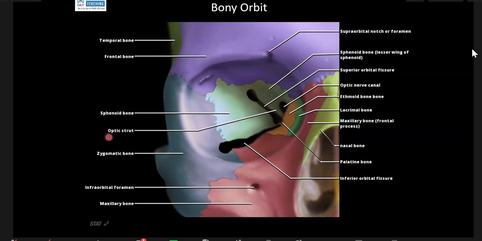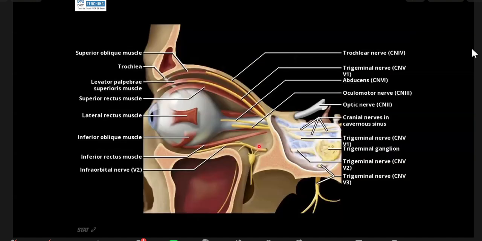This bone here, the optic strut, is a bone which separates the optic foramen from the superior orbital fissure. So this is the superior orbital fissure, and I'll show you on a CT scan. This is the inferior orbital fissure which goes along the lateral wall of the orbit. So this communicates with the pterygopalatine fossa. It doesn't communicate with the middle cranial fossa. So these are the key points to remember.